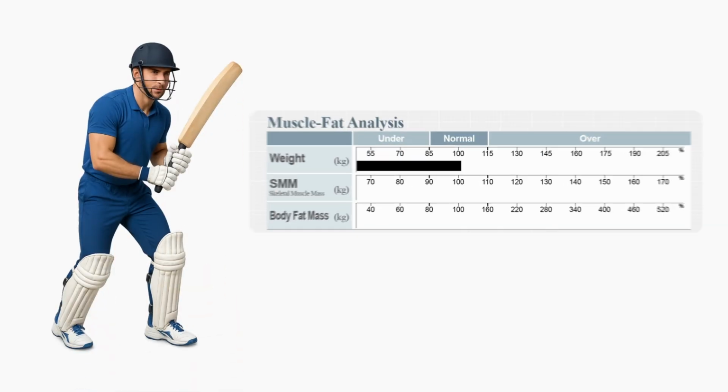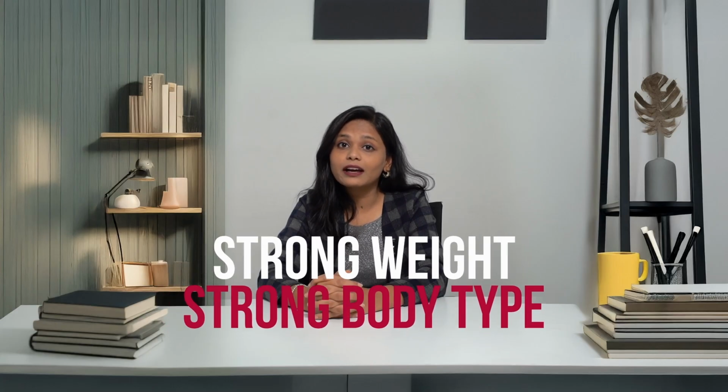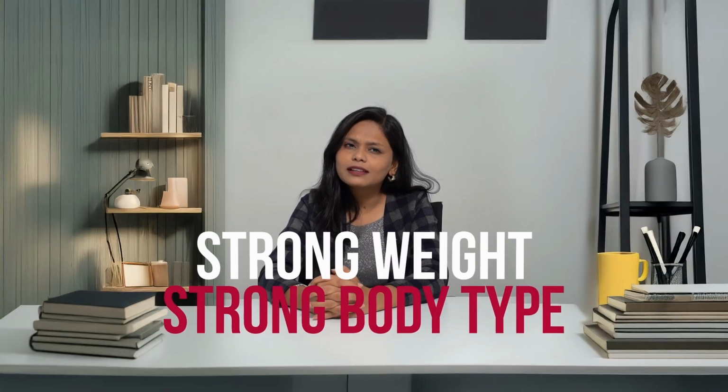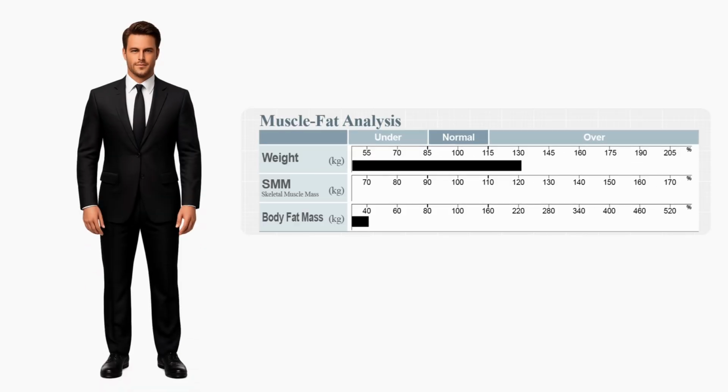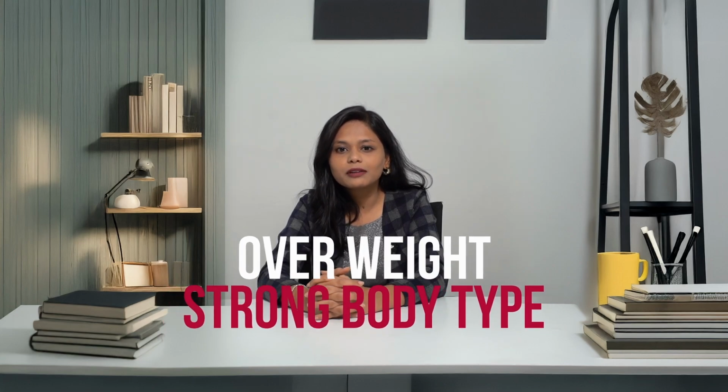Secondly, if we talk about cricketers specifically, they have to maintain a normal weight while the muscle mass has to be more and body fat has to be less. They are considered under the strong weight and strong body type category. While the last one is, if we consider the example of actors, at times they are a little overweight, maybe because of a certain role, they have to build up a certain body type. But the excess weight which they possess is specifically muscle mass, while the body fat has to be maintained. So again, they are overweight but strong type. So these are the three types of D-shaped graphs which we can understand from this slide.